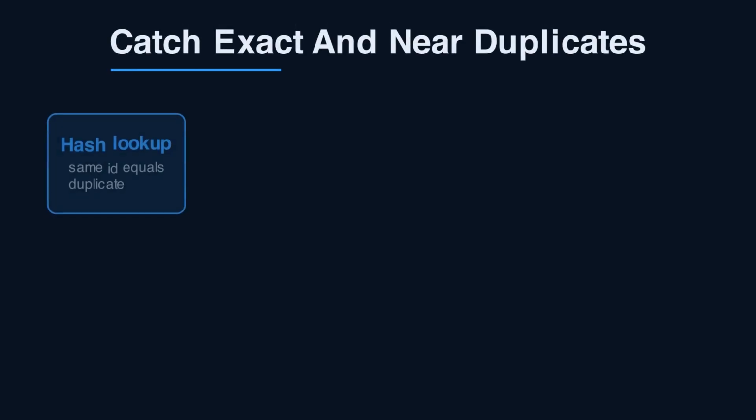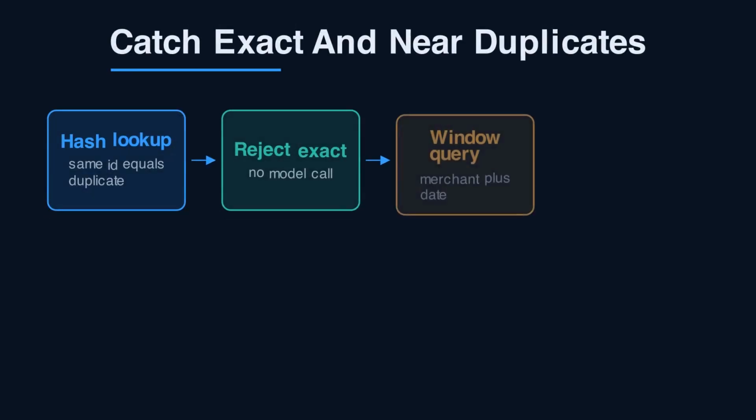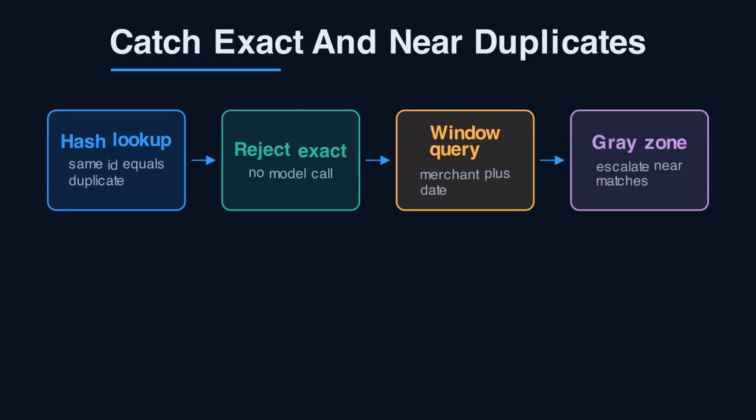Store each fingerprint in Cosmos DB as the item ID. A new receipt with the same ID is an exact duplicate. Reject it immediately. No model call required. But fraudsters tweak one digit to dodge exact matching. So also query by merchant and date within a window. Near matches are the gray zone.